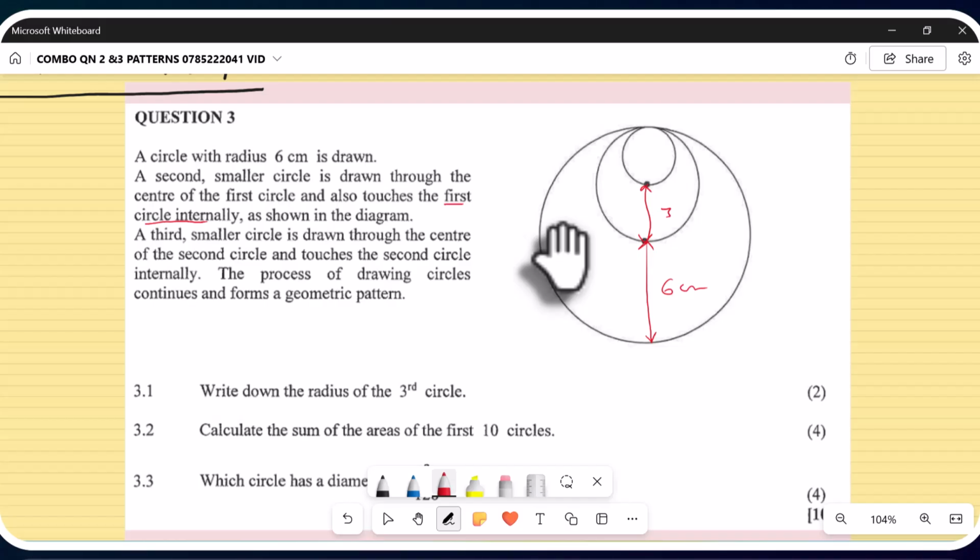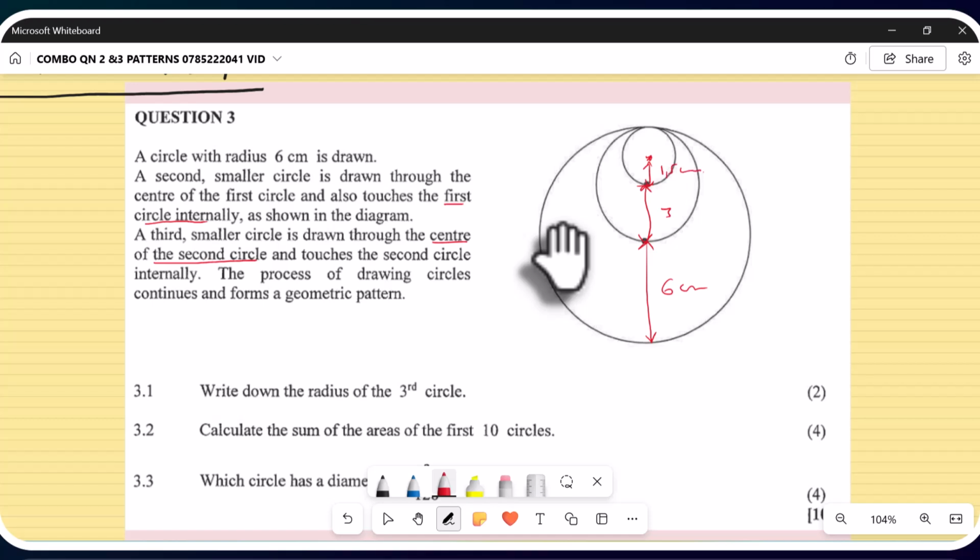So what must we do? They say here, write down the radius of the third circle. So our radius of the third circle, as you see, is going to be 3 divided by 2, which gives us 1.5 centimeters. Then they say calculate the sum of the areas of the first 10 circles.